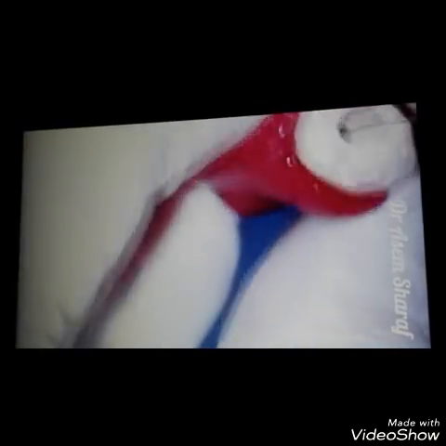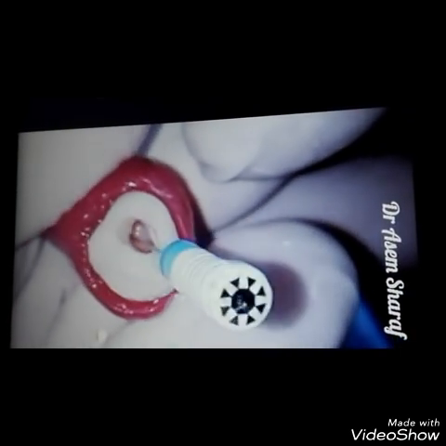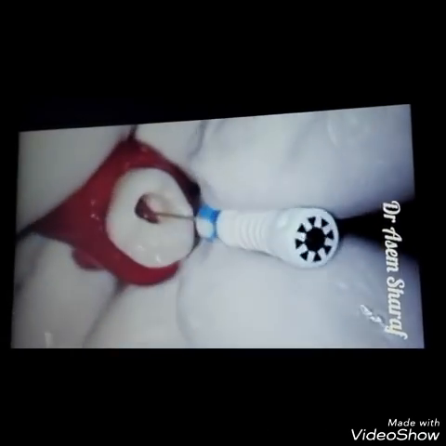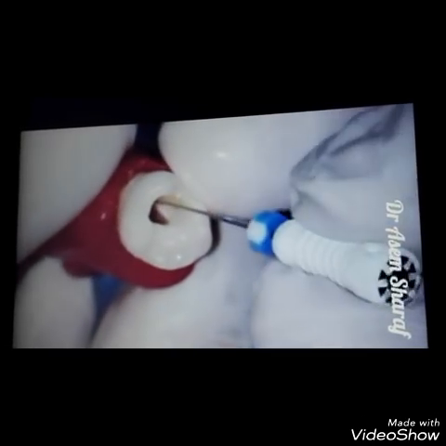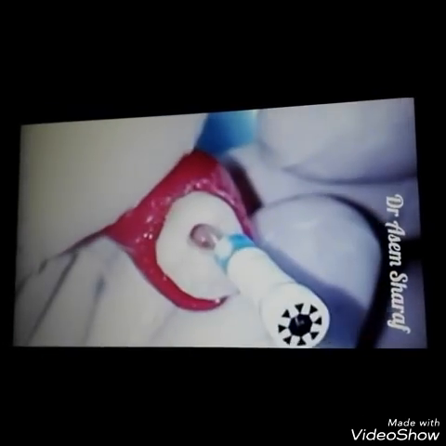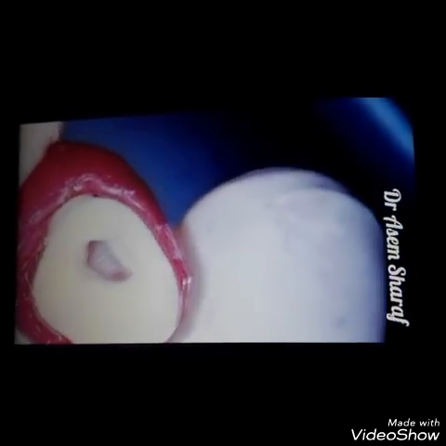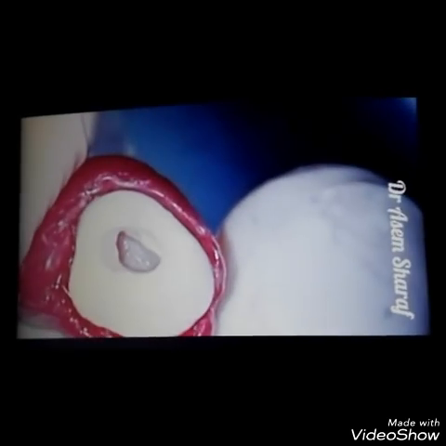Again, I shift to K file 15. I check my canal and I check straight line access. See this one, this is the palatal canal. This one, the mesiobuccal canal. This is the final shape, the final access cavity.